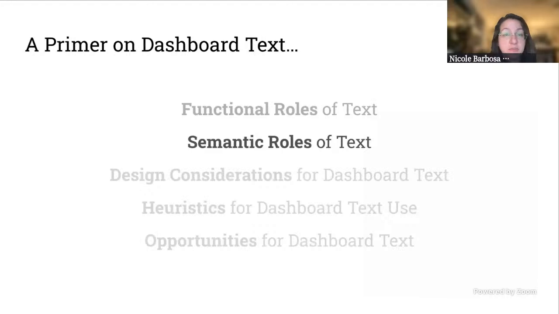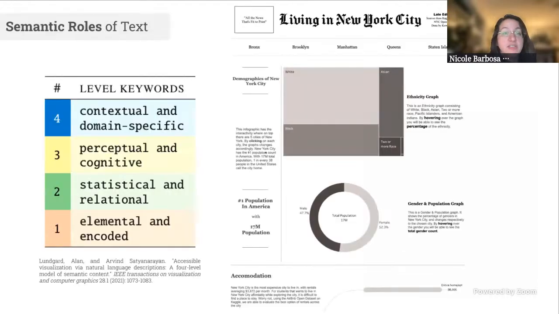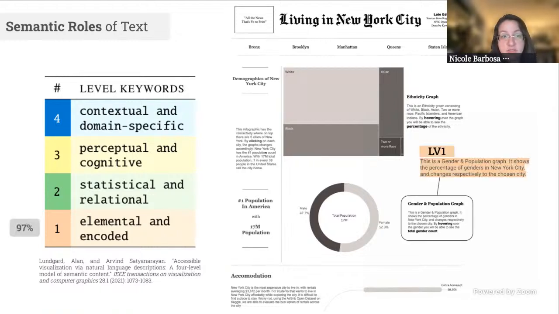Next, to get a sense of semantic distribution, we adapted and applied Lundgard and Satyanarayan's four-level semantic model to dashboard content. Level 1 describes text that has data about data and chart encodings, like in the snippet.